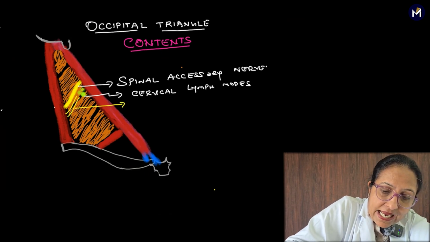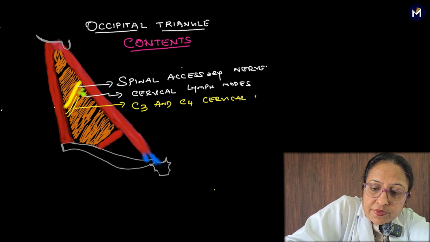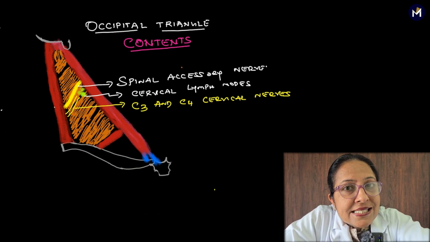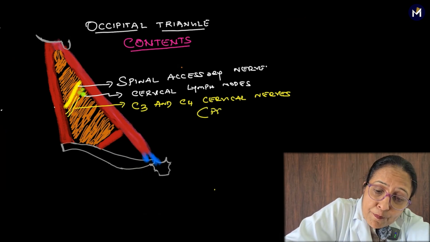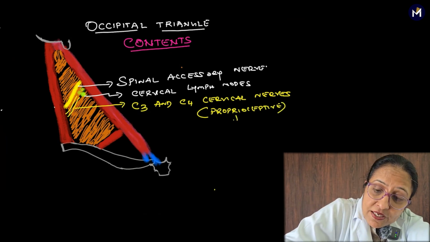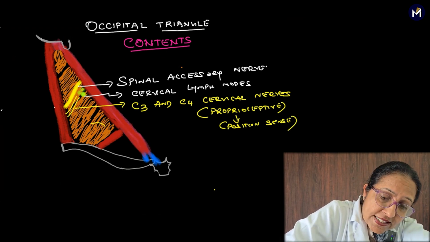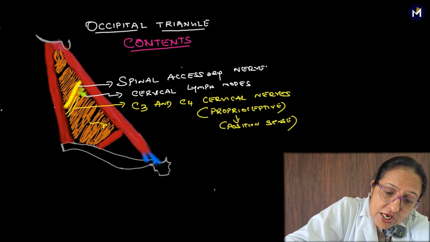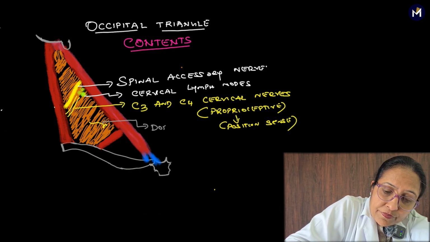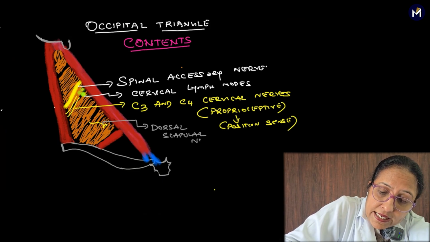So we'll label here as C3 and C4 cervical nerves. These will supply trapezius and levator scapulae, but they are proprioceptive in function. That means they are responsible for position sense. We also have the other nerve, that is dorsal scapular nerve, which actually pierces the scalenus medius. So this is dorsal scapular nerve, which supplies rhomboids.